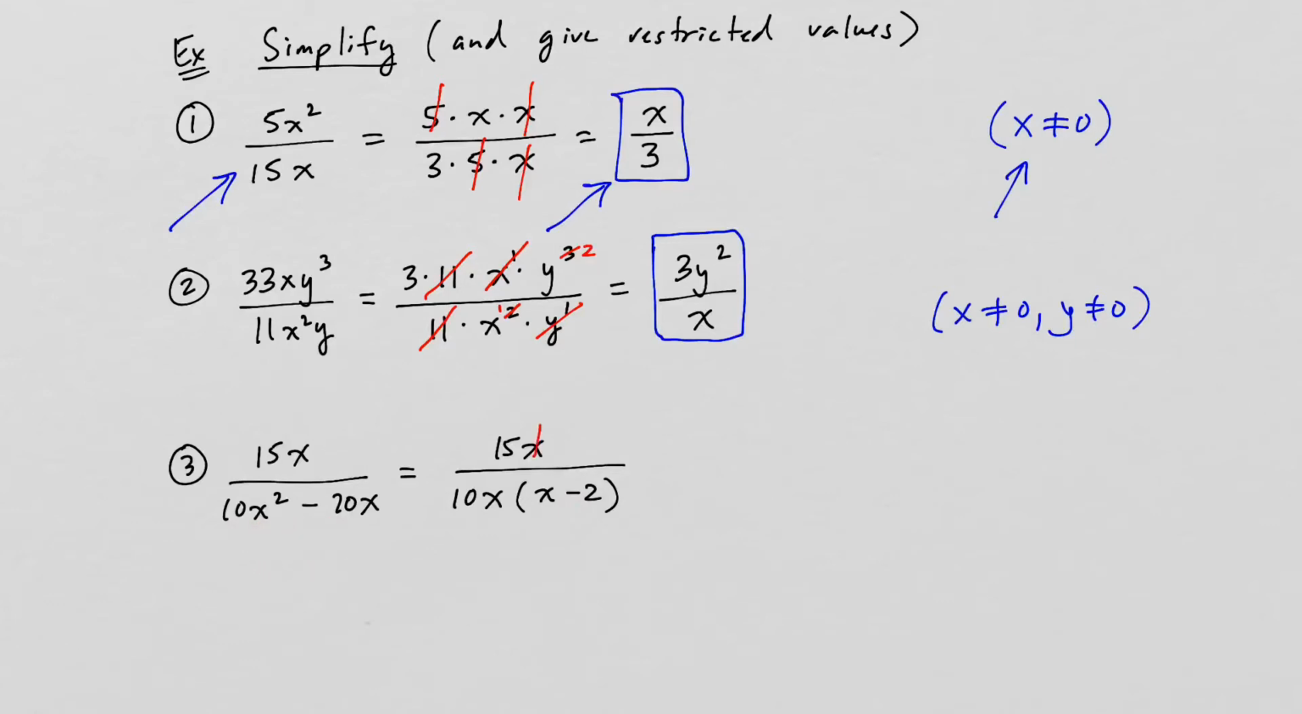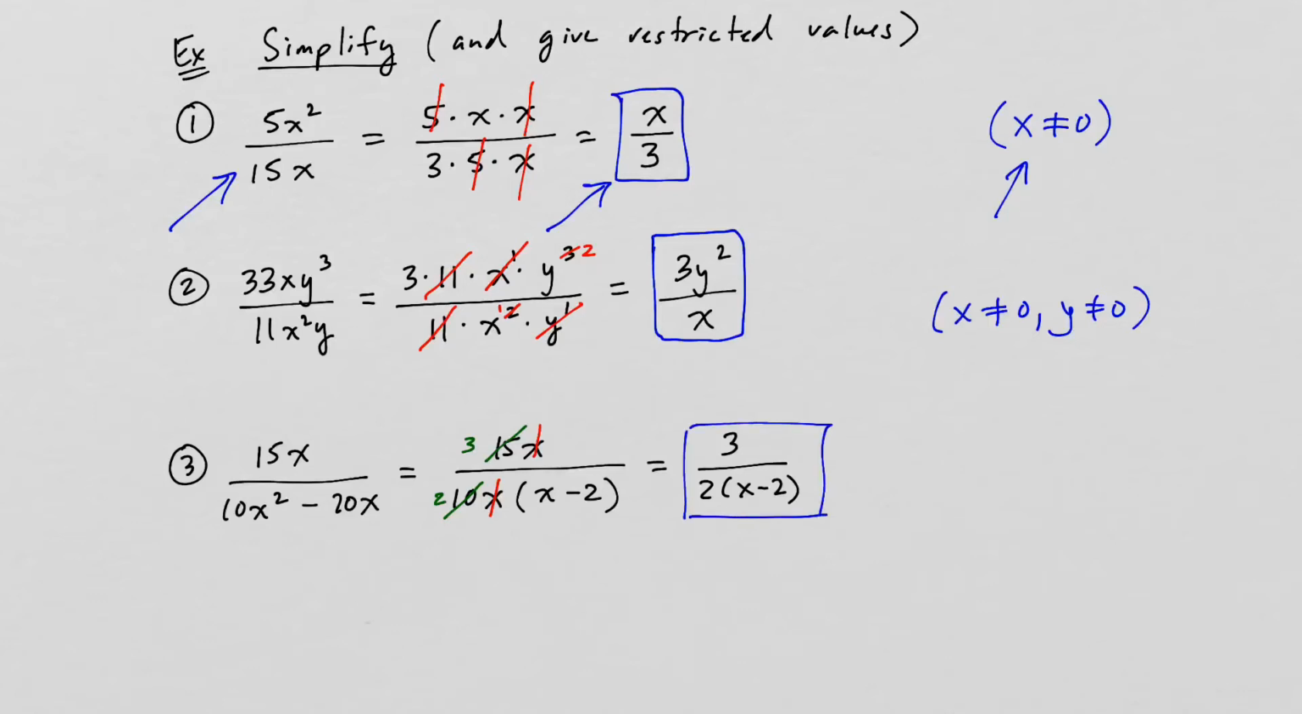So we know that x divided by x cancels out. And we also know that 5 goes into 15 and 10. So we can cancel a common factor of 5 here. And when you do that, you have a 3 left over in the numerator and a 2 left over in the denominator. And so the final simplified version here is 3 over 2 times x minus 2.